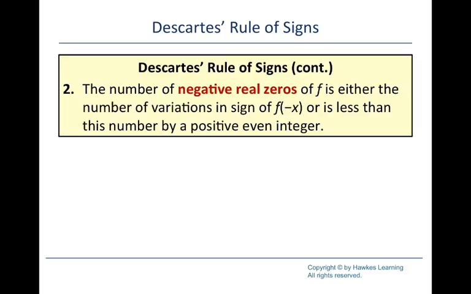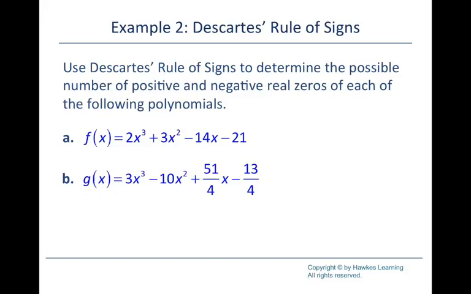And then the number of negative real zeros, you substitute x with f of negative x, and then count sign changes, and it's that number or less by a positive even integer. So let's go through and do an example or two. We've got a degree of 3. Both of these have a degree of 3. So at most, they're going to have 3 real zeros.